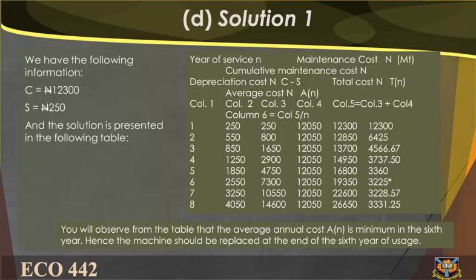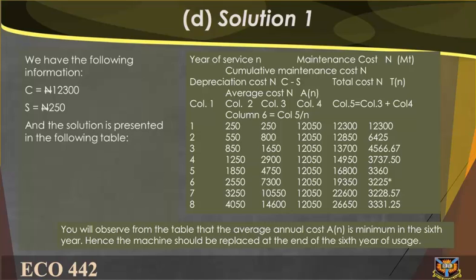Year 8: 4,050, 14,600, 12,050, 26,650, 3,331.25.